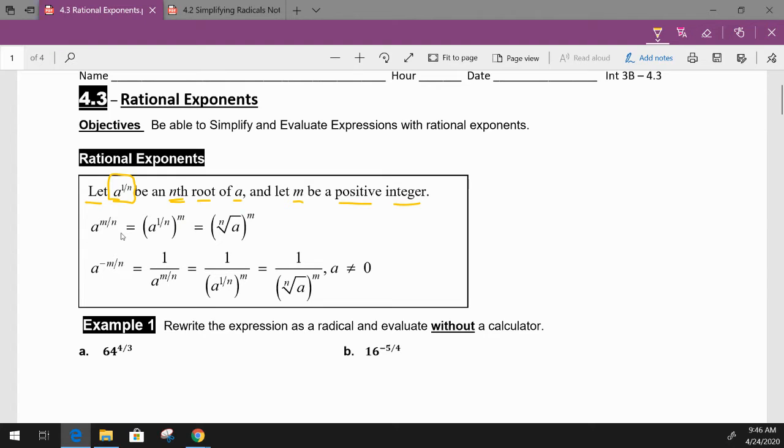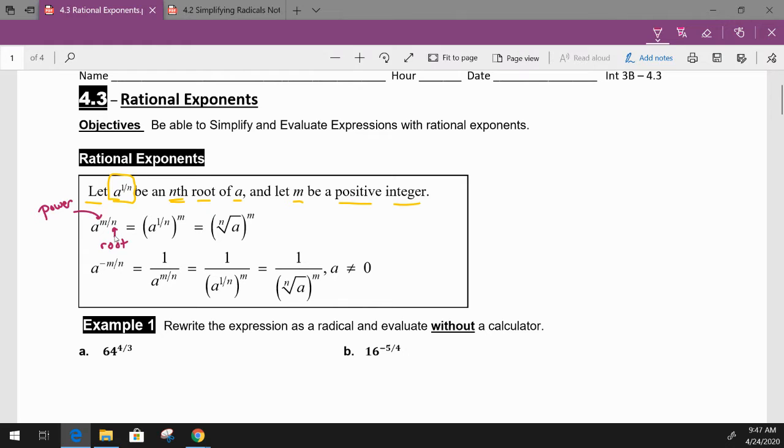So a to the m over n power, there's a couple ways you can write it. You can write it as a to the 1 over n to the mth power, and then the nth root of a to the mth power. So there's various ways of expressing these things, but one thing that's important for you to understand is that this n is the root, and the m is the power.